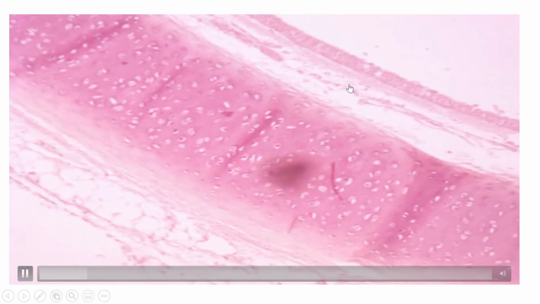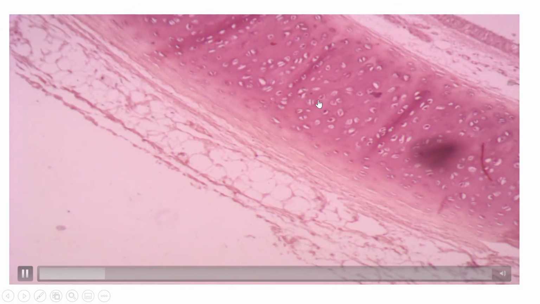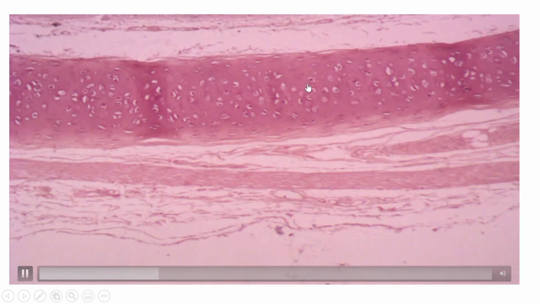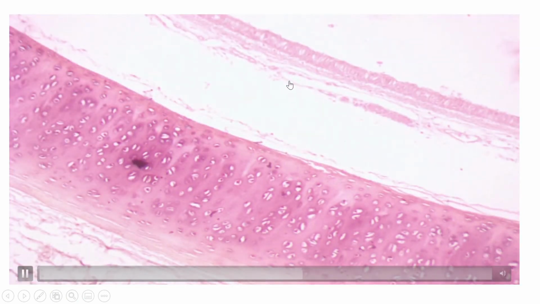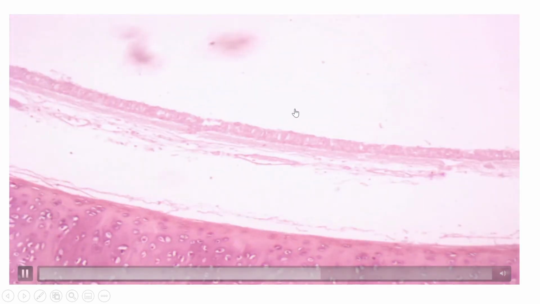Now here you are seeing the mucosa, this is the cartilage and this is the adventitia. Now here you can see fine cilia also in the epithelium. Just move the whole slide. If you see a pseudostratified epithelium with the cartilage, then it is the slide of trachea. So here you are seeing pseudostratified with cilia, with goblet cells, small empty spaces in the middle. These are the goblet cells.